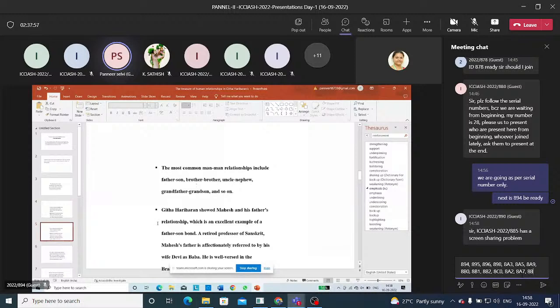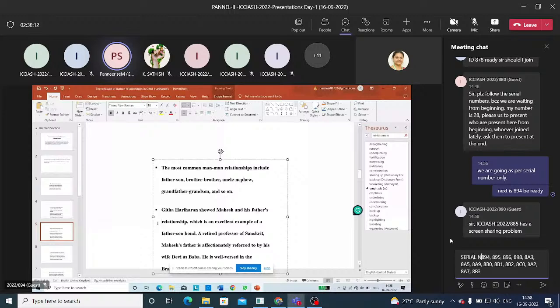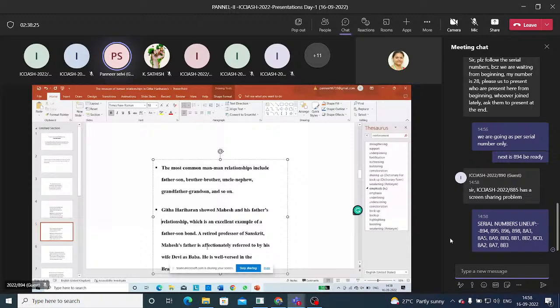Geeta Hariharan showed the protagonist's husband Mahesh and his father's relationship beautifully. It is an excellent relationship between father and son. A retired professor of Sanskrit, he is a man of patriarchy. He is Mahesh's father, affectionately referred to by his wife. He is well versed in Brahmin scripture.